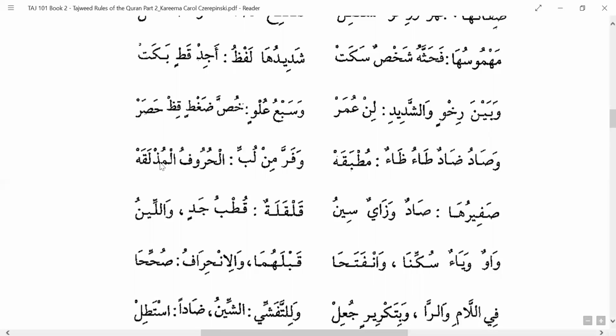This is for ذلقية. There is a characteristic ذلقية. The alphabets for that is far min lub. Far min and lub. These far min lub.